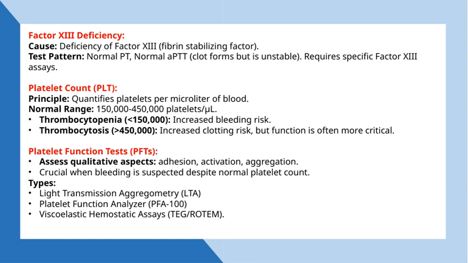Moving on to platelet count, or PLT, this test measures how many platelets are present per microliter of blood. The normal range is typically between 150,000 and 450,000 platelets per microliter. If the count drops below 150,000, a condition called thrombocytopenia occurs, which increases the risk of bleeding. Conversely, if the count exceeds 450,000, we call it thrombocytosis, which can lead to a higher risk of clot formation. But it's important to remember that the function of the platelets is often more critical than just the count itself.